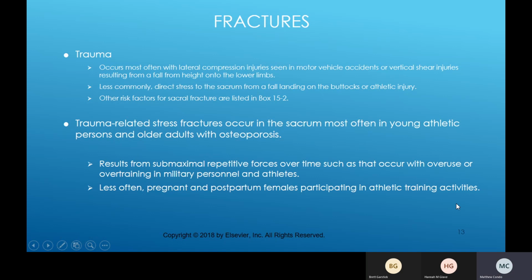Trauma-related stress fractures. What we need to watch out for here is trauma-related stress fractures in the young athletic person. Older adults with osteoporosis, absolutely. What I want you to consider, and I see this happen with my young athletes a lot, 12, 13, 14 years old, what process happens?